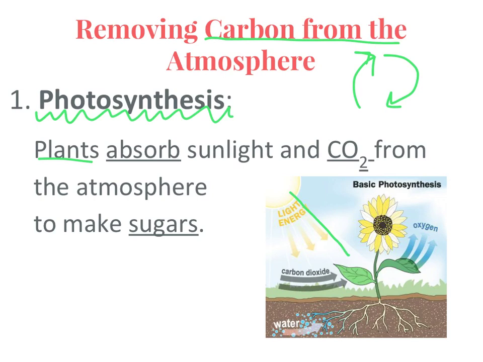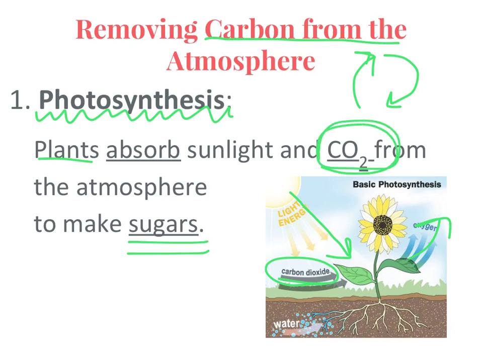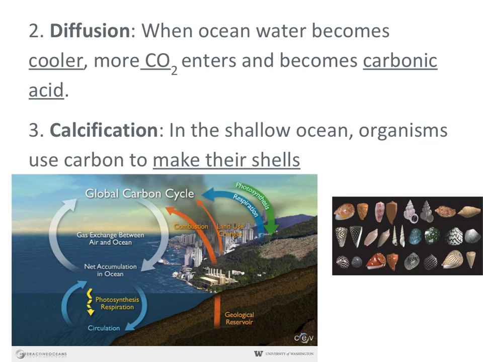Plants absorb solar energy along with CO2, and they do that to make their sugars and their food. They, of course, then release oxygen back into the atmosphere, but all the while are taking in more and more CO2. Two other terms that remove carbon from the atmosphere, we have here diffusion again. Diffusion actually works both ways.